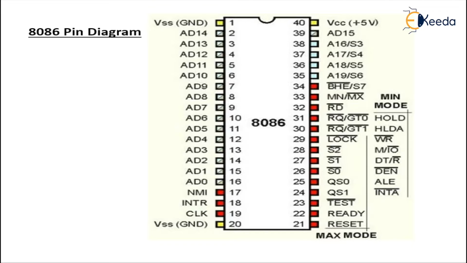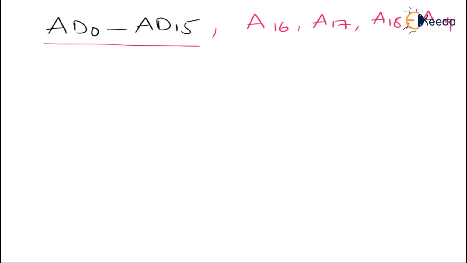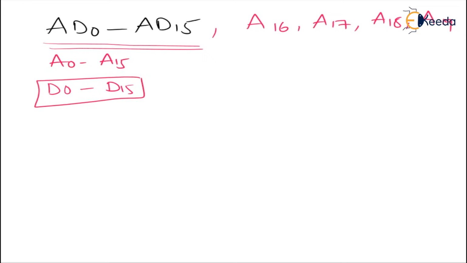So far we discussed AD0 to AD15, and A16, A17, A18 and A19, right? AD0 to AD15 are multiplexed pins carrying both address and data. The addresses are A0 to A15 and the data is D0 to D15. This is the data bus and it is called a multiplexed pin. The remaining A16 to A19 are also address bus.